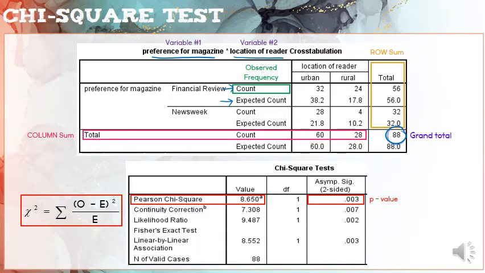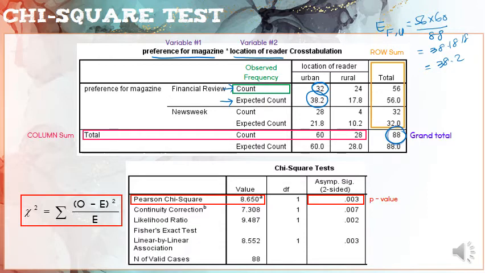So I take an example here. We have 32. The frequency for those who prefer Financial Review and the location is urban is 32. So 32 here is the observed frequency. 38.2, on the other hand, is the expected frequency or the expected count. So how did it get 38.2? The expected count for Financial Review urban is the row total, which is 56, multiplied by the column total 60, divided by your grand total 88. So you get 38.1818. But here, since we use 1 decimal place, it is rounded to 38.2.